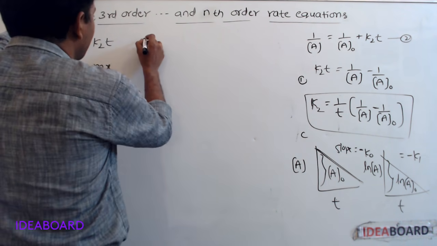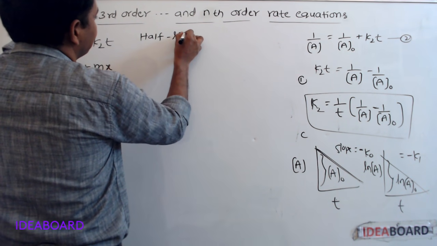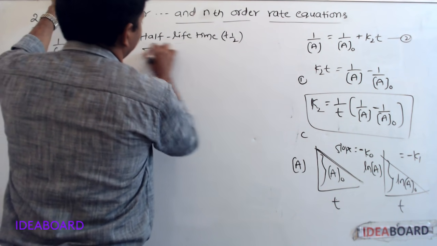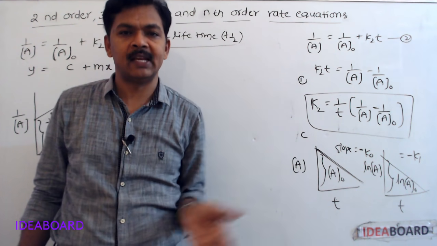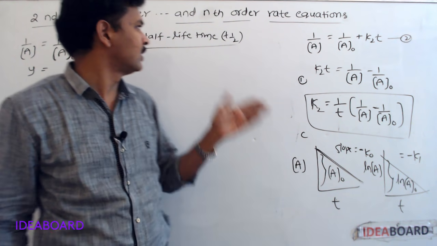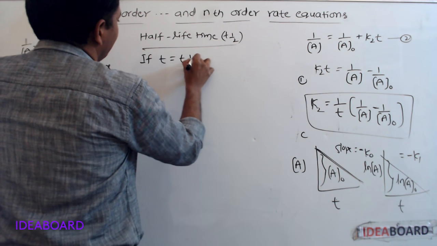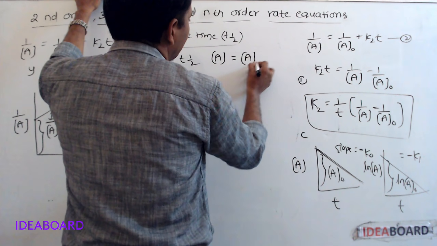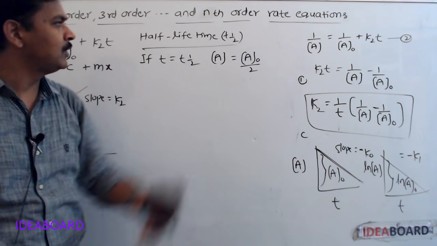Now let us calculate the half lifetime for second order reactions. Half lifetime, that is T half. Half lifetime means the time required to complete half of the reaction. If T is equal to T half, then A is equal to A naught by 2.